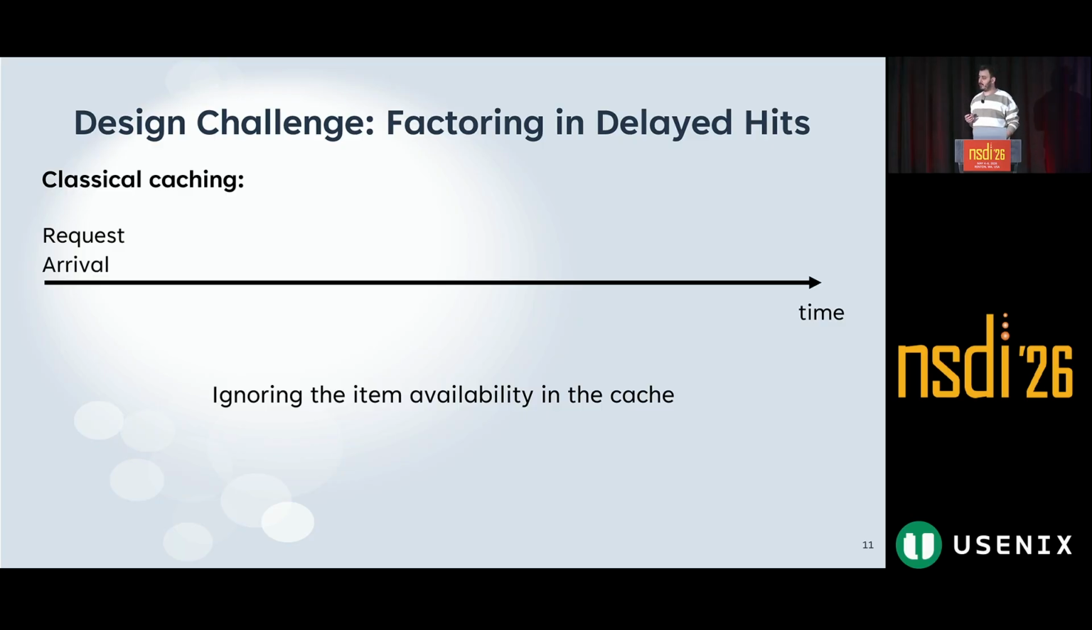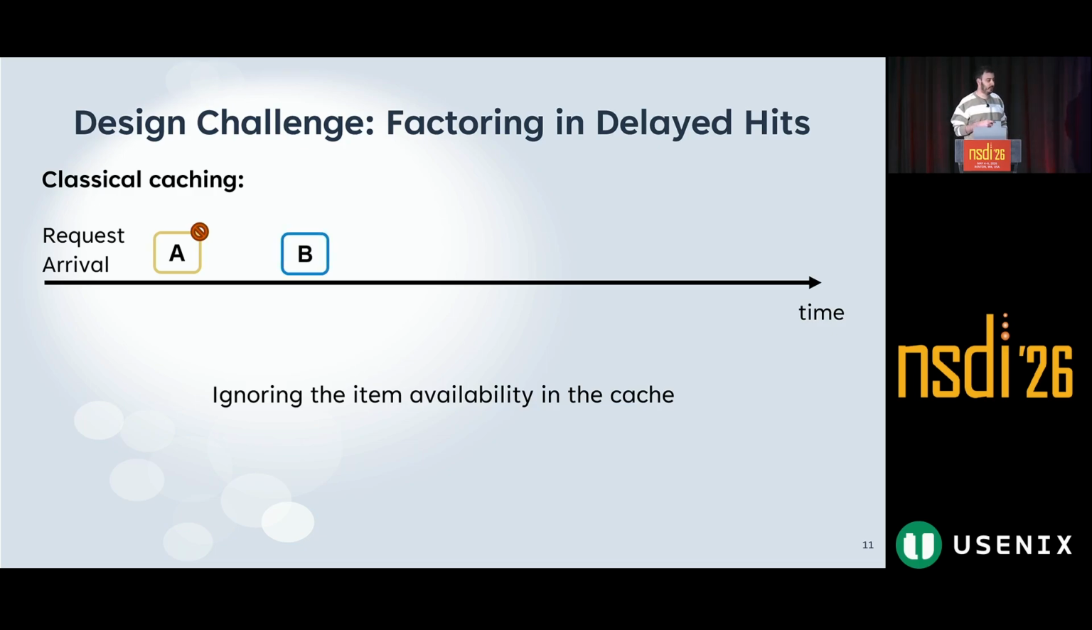We assume that after we get a cache miss and we bring an item to the cache, it instantly becomes available in the cache. So let's look at an example of a sequence. We get a request for item A. Item A is not in the cache. So it's a cache miss, and we need to bring the item to the cache.